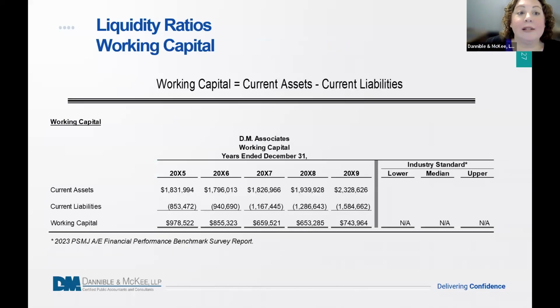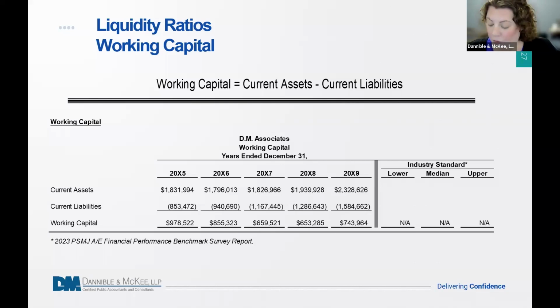Next one is working capital. Working capital is very similar, looking at your current assets and your current liabilities. You're going to take your current assets and your current liabilities and subtract those out, getting to your working capital. So we're seeing here our working capital went from 978,000 all the way down to 743,000. So what happened here? Why is my working capital declining?